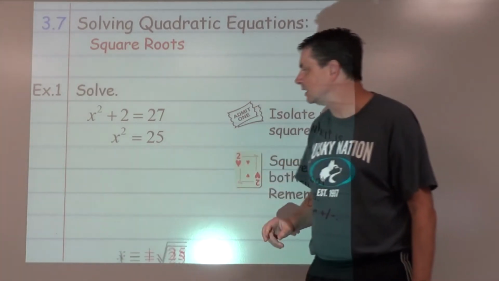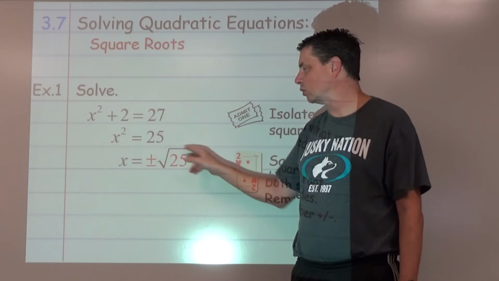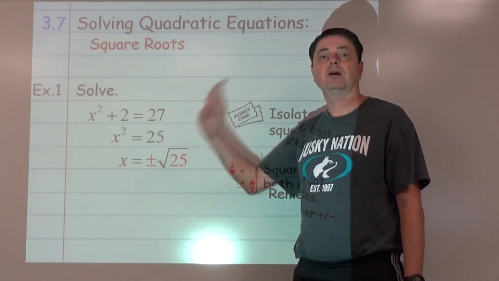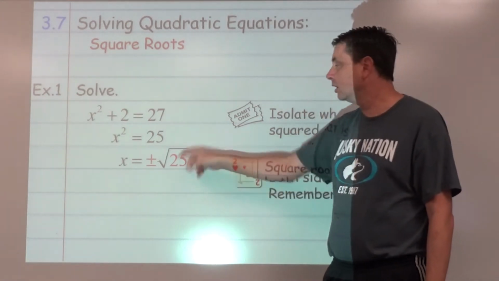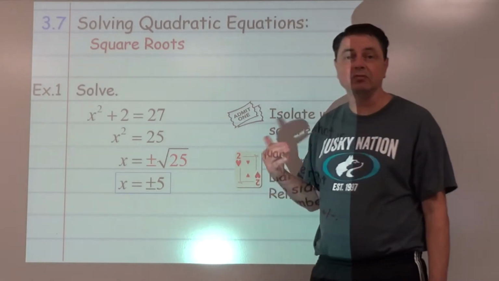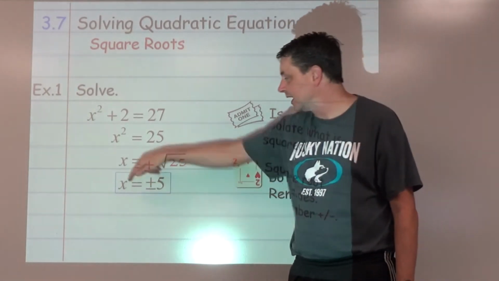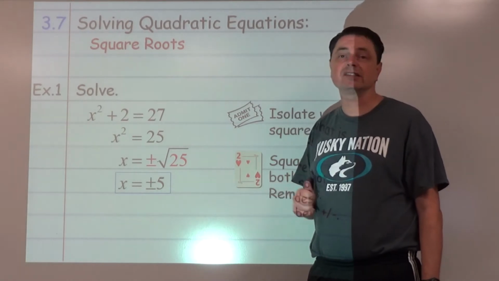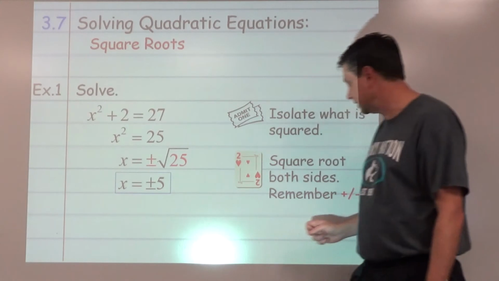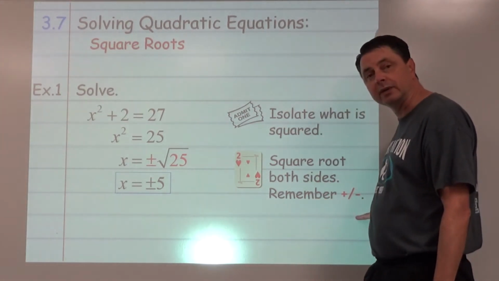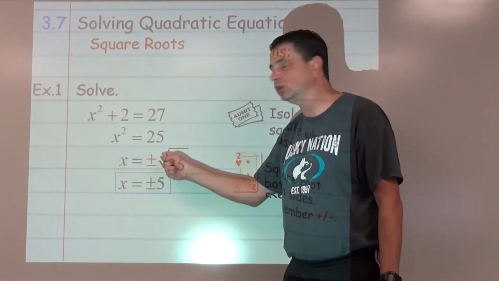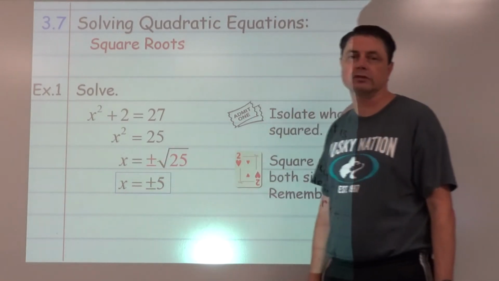So we say x equals plus or minus the square root of 25. We know that 25 is a perfect square, so the square root of 25 is 5. So our final answer, x equals plus or minus 5, meaning there are two solutions: x equals positive 5 and x equals negative 5. So when you square root both sides, remember the plus minus. Don't save it for the answer. As soon as you do it, that's where it appears.